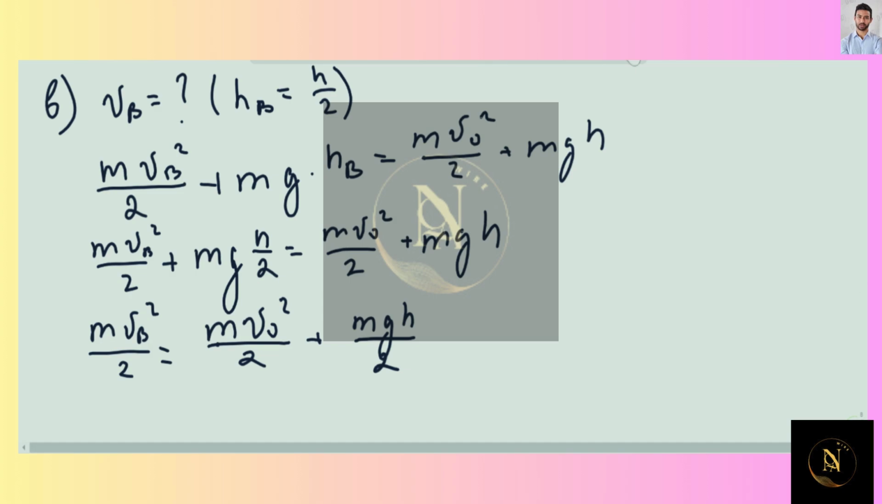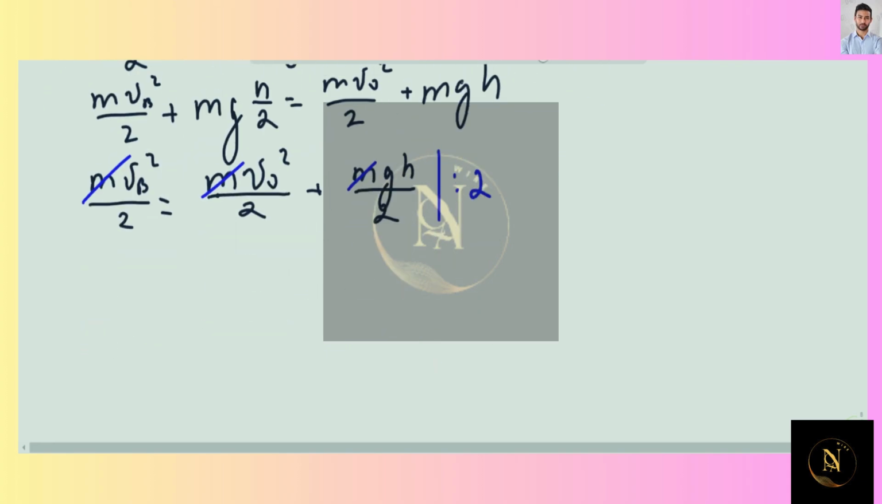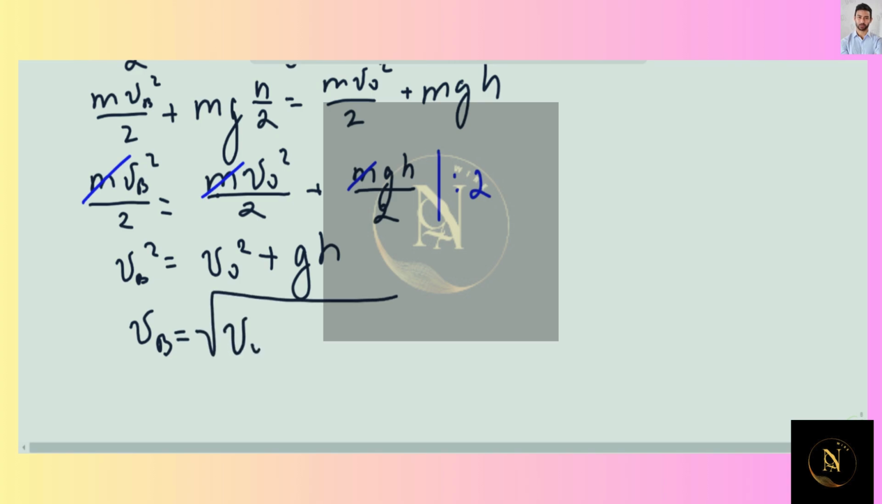So we can get rid of the mass and divide this equation by 2. So it becomes the following. So the square of the velocity at point B equals the square of the initial velocity plus gh, right? Therefore, the velocity at point B equals the square root of the square of the initial velocity plus gh.